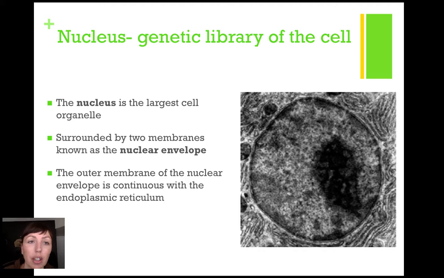Okay, first we'll start with the nucleus. The nucleus is the genetic library of the cell. The nucleus is the largest organelle that's in a cell. It's surrounded by 2 membranes known as the nuclear envelope. The outer membrane of the nuclear envelope is continuous with the endoplasmic reticulum. We'll talk about what that is.